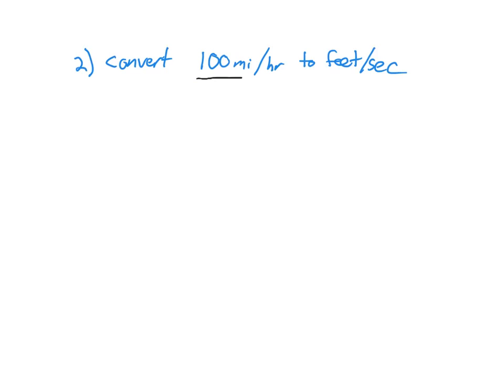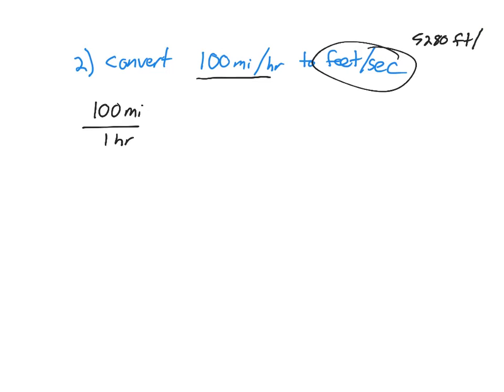So here we have 100 miles per 1 hour, and we're looking to know how many feet per second. So I know there's 5,280 feet per 1 mile. I also know that there are 60 minutes in 1 hour. The problem is I'm not looking for minutes. I need seconds. So I also know that there's 60 seconds per 1 minute. So in this case, we're going to have 3 different conversion factors.